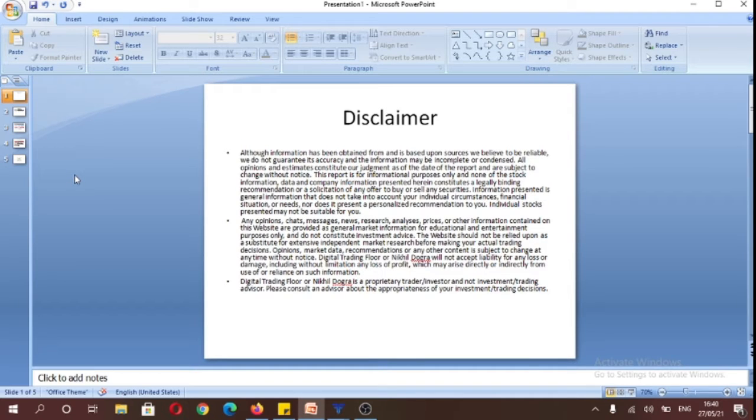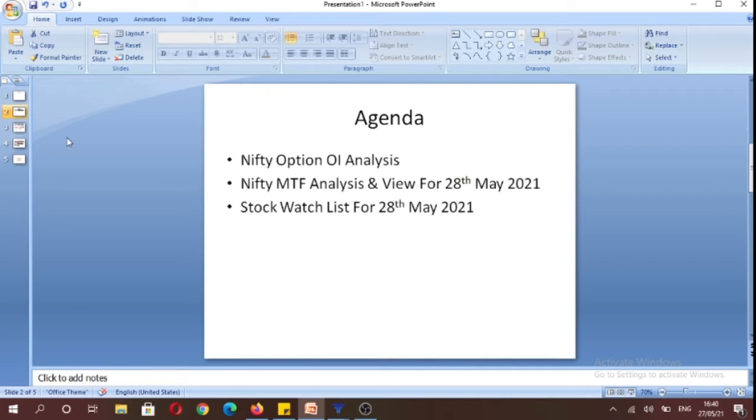It's a platform where we disseminate financial data in real time to provide actionable insights. The purpose for making this video is to analyze Nifty options open interest data. We would be analyzing Nifty on multiple time frames and framing a view for tomorrow, Friday, 28th May. Apart from the index, we would be discussing our stock watch list. So let's start by analyzing Nifty options open interest data.